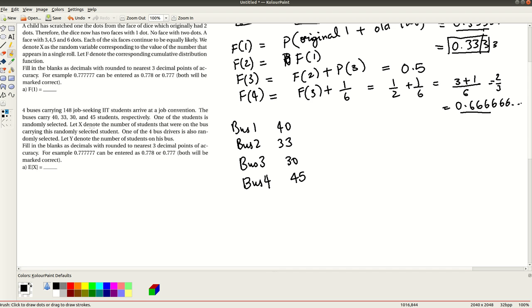And then we have the random variable x, which denotes the number of students who were originally in that bus. This is a question which is there in the tutorial already, so you shouldn't be having difficulty.